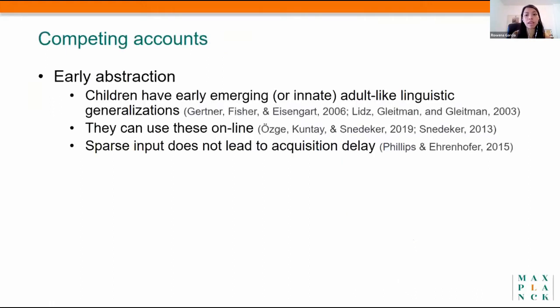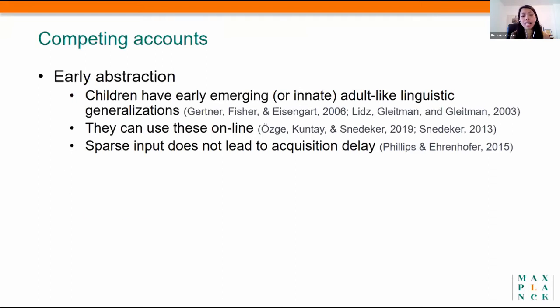For example, we have the early abstraction accounts. For this, there are claims that children acquire abstract knowledge of linguistic structures at an early age, and that they share the same grammatical representations as adults, which they can implement online. Moreover, it's claimed that sparse input does not lead to a delayed acquisition of a particular structure.